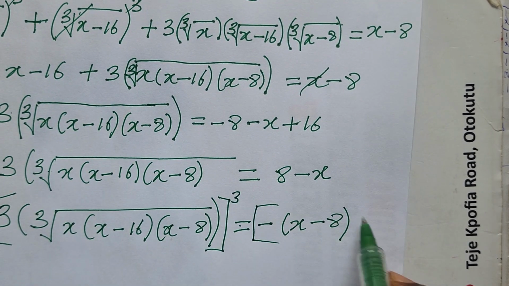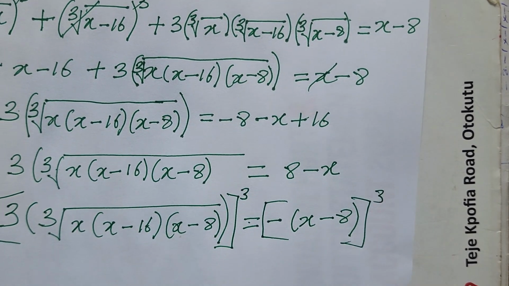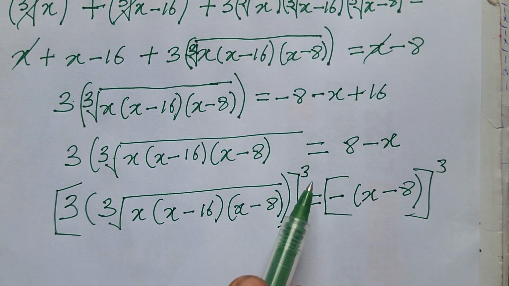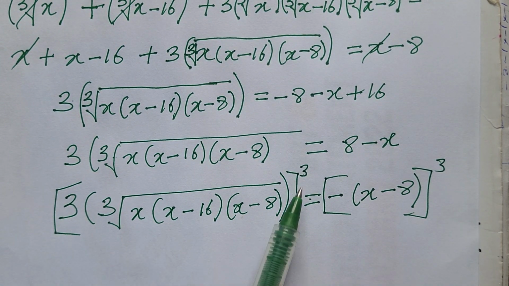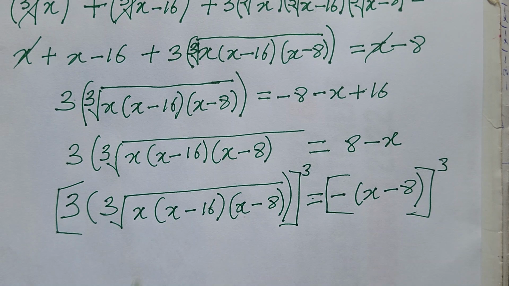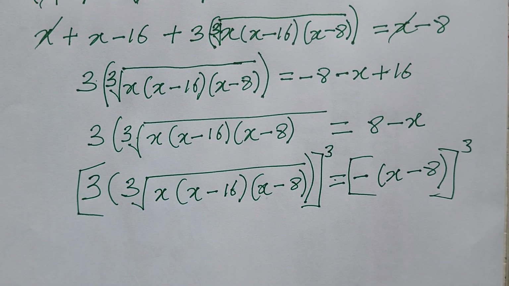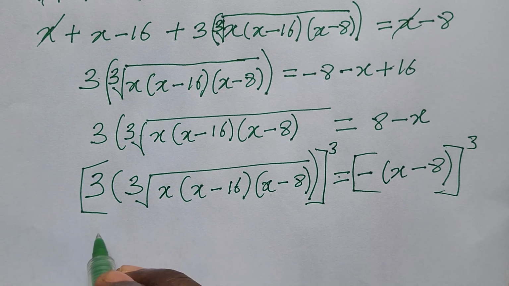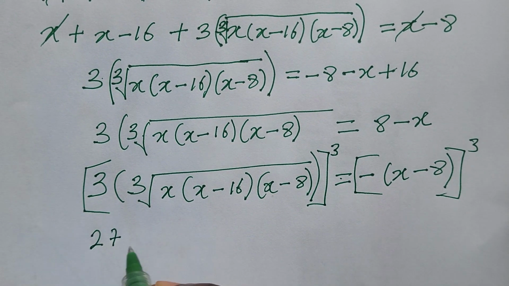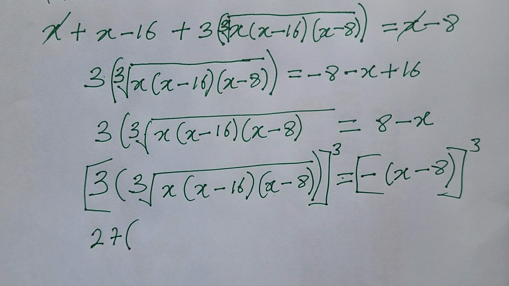We call it cube this side also. All right, so if we do that, this cube will affect this separately. It will also affect this separately. And so the cube of 3, that's 3 to the power of 3, will give us 27. So we're going to have here 27, the bracket.